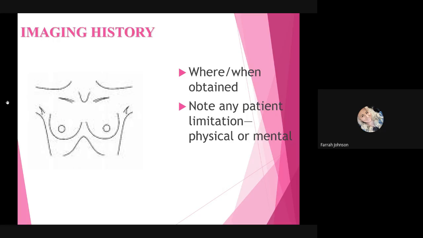Okay, so for imaging history, you want to ask where and when obtained, and you want to know any patient limitation, physical or mental. So if the patient can't raise their arm, or they're in a wheelchair, or they're somewhat kyphotic, those are all types of information that you would want to document on your patient history form.